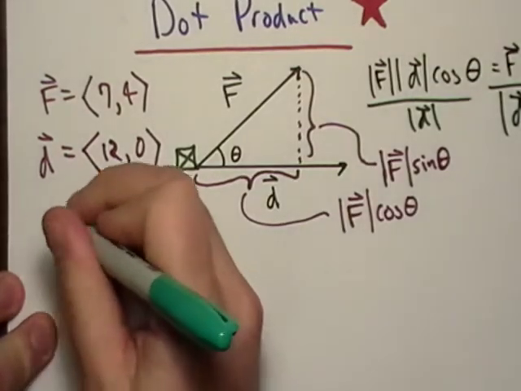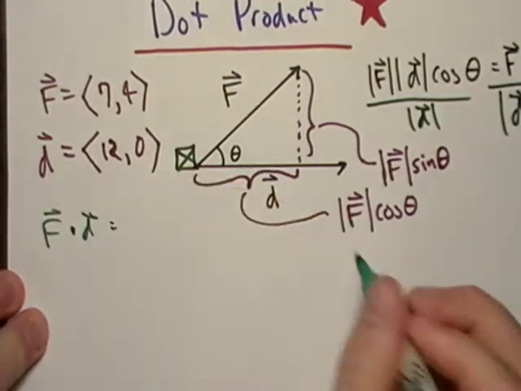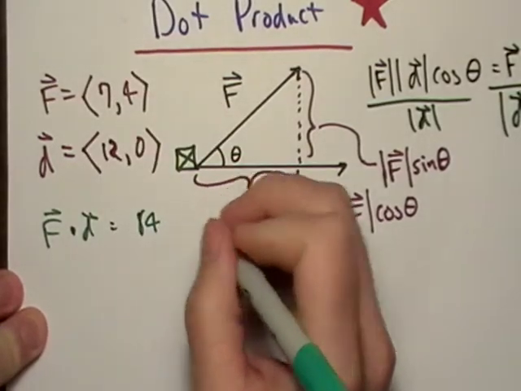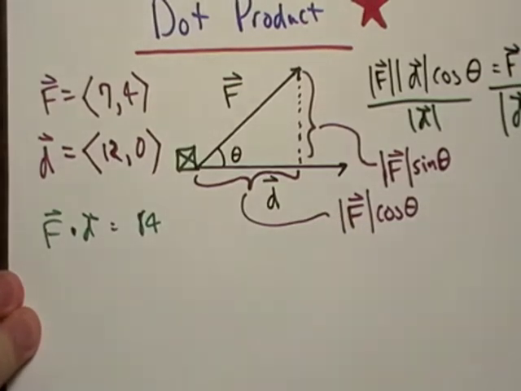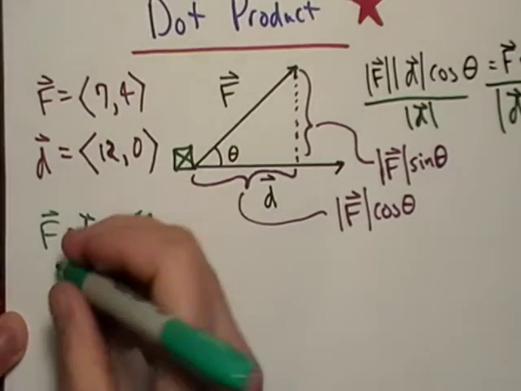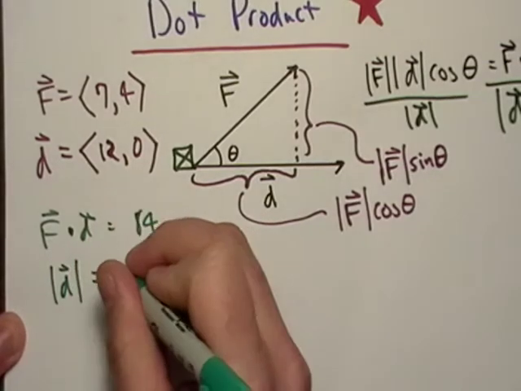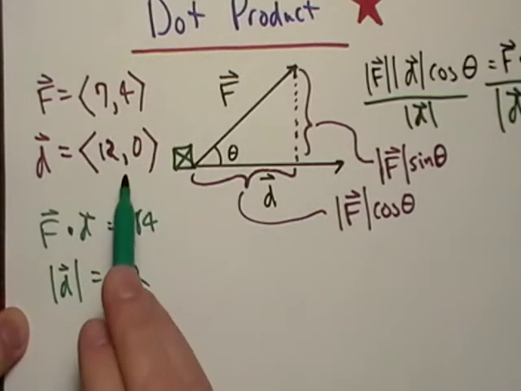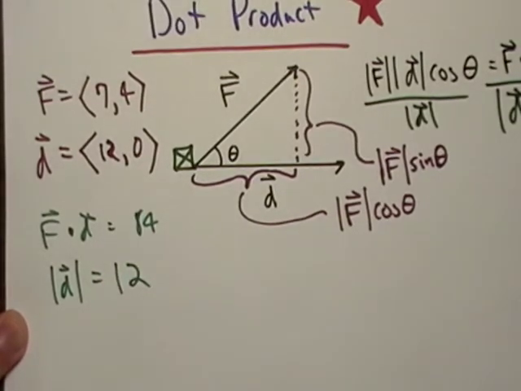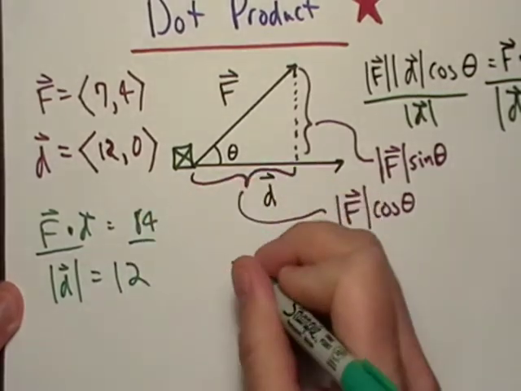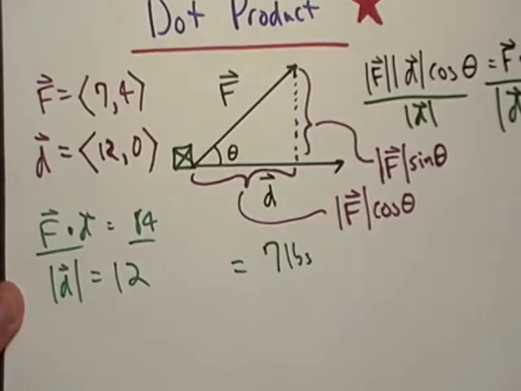So first of all, let's go f, and we'll dot it with d, and that's going to equal 84 plus 0. It's 84. That was easy. Magnitude of d, that's going to be 12 squared, which is 144. Square root of 144 is just back to 12. And that should make sense too, because it doesn't have a horizontal component. Anytime there's only one component, the magnitude is going to be the value of the single component. So if we divide these, we get 84 divided by 12, which equals 7. So it looks like 7 pounds of force make it that way.